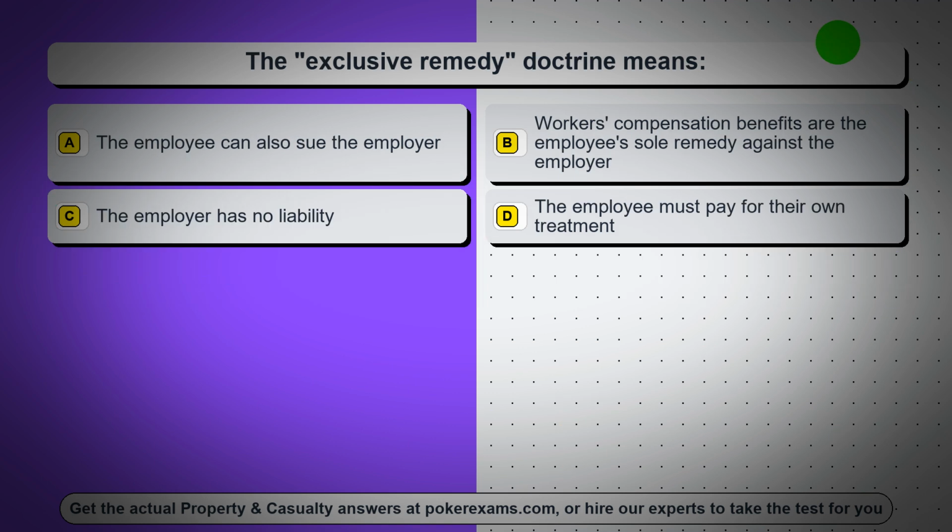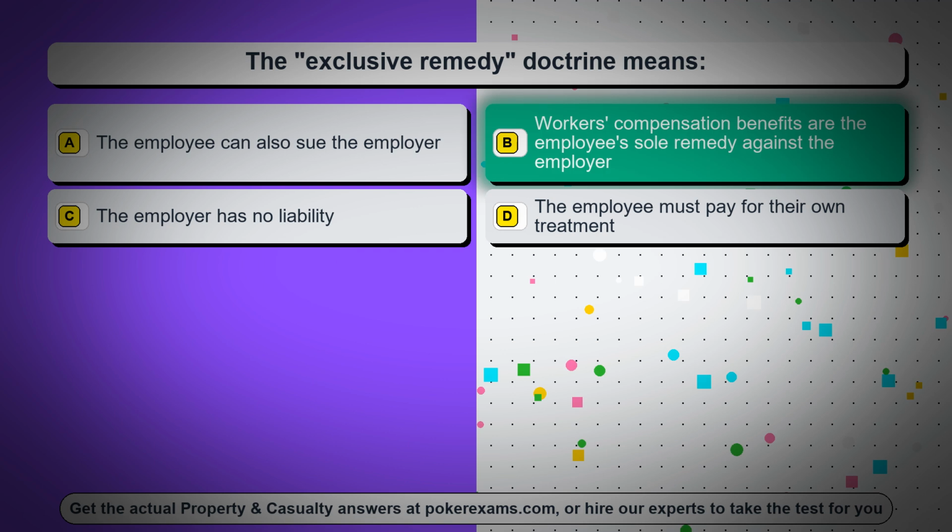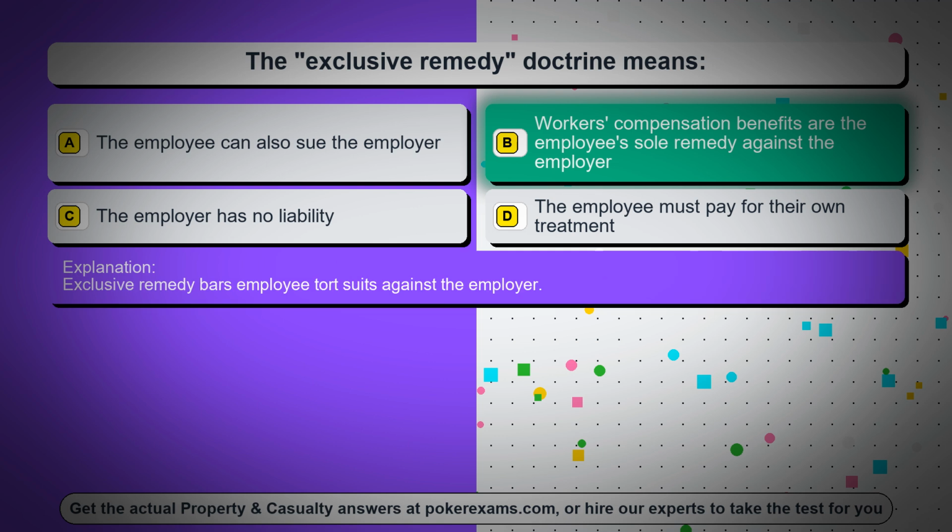Question 9. The exclusive remedy doctrine means Option A, the employee can also sue the employer, Option B, workers' compensation benefits are the employee's sole remedy against the employer, Option C, the employer has no liability, Option D, the employee must pay for their own treatment. The correct answer is Option B, workers' compensation benefits are the employee's sole remedy against the employer. Exclusive remedy bars employee tort suits against the employer.